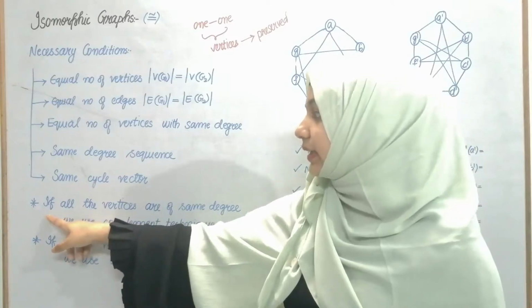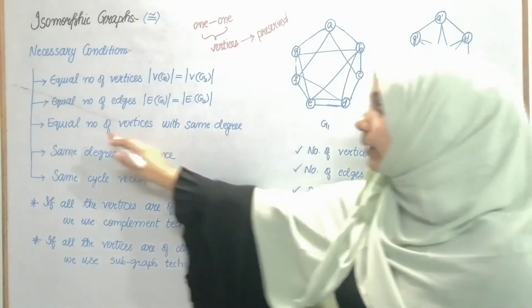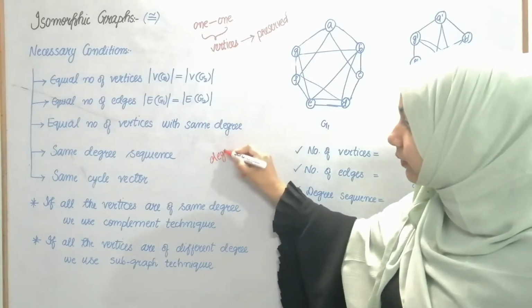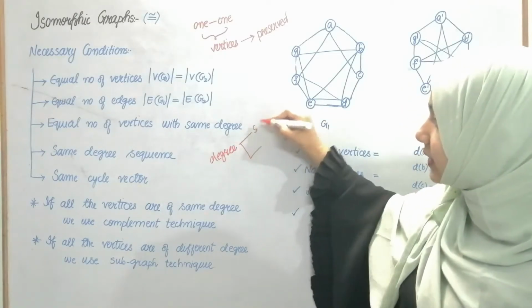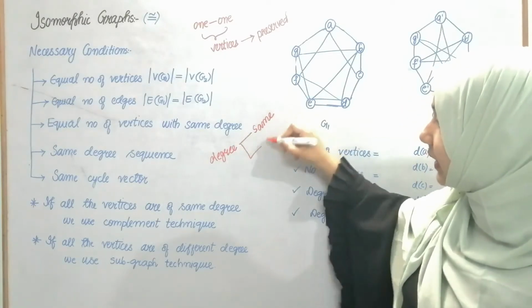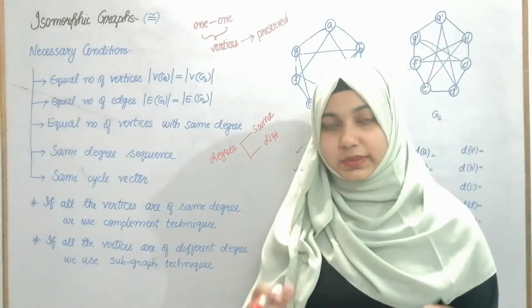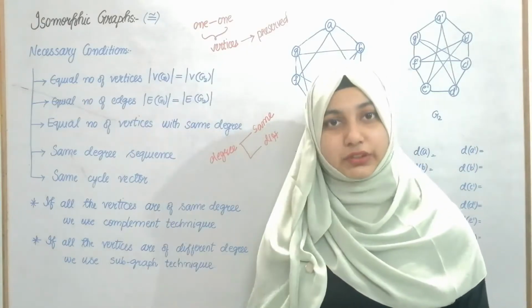Okay, next. See, if all these conditions are satisfied, still there are some steps to do. We are going to see if all the vertices are of the same degree. Here we are saying equal number of vertices with same degree. When we are finding the degree, there is a possibility, right? There are two possibilities. All the vertices can have the same degree, or all the vertices can have different degrees. There are two possibilities when you are finding the degree.